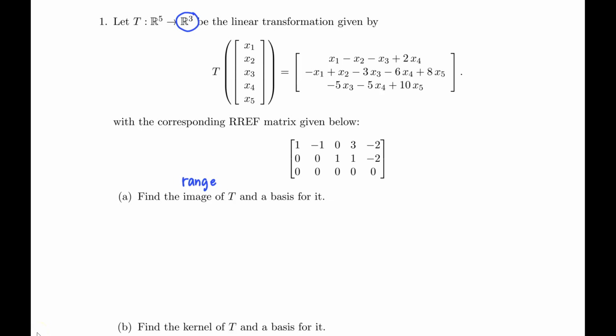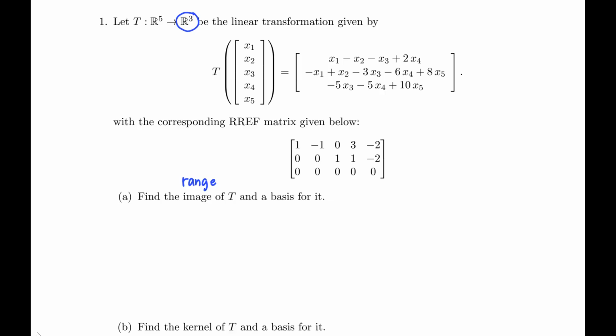So right off the bat, I know that my image is a subspace of R3, and so the basis is going to be vectors from R3. This is really important because if I'm outside of that, if I try to write something with a column vector with 5 elements, I am not talking about the image.